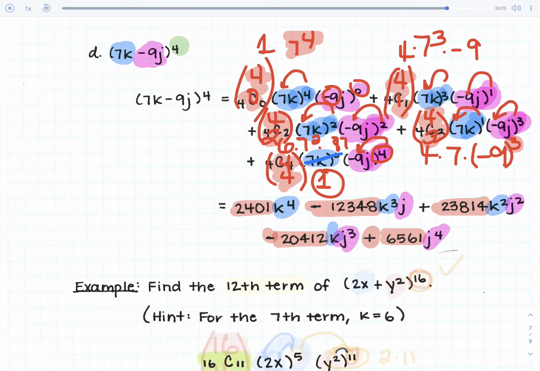So we can see that this binomial theorem is pretty involved. The higher the exponent on our binomial, the more terms we end up with, and it's just messy.